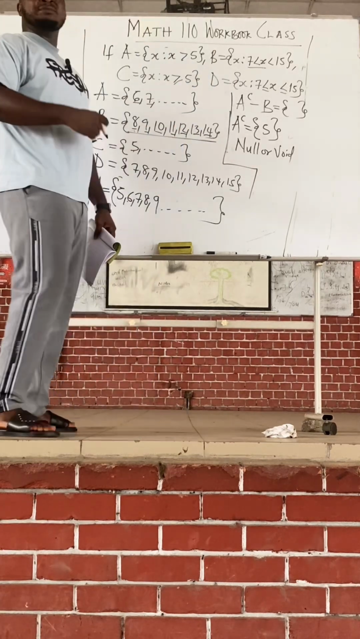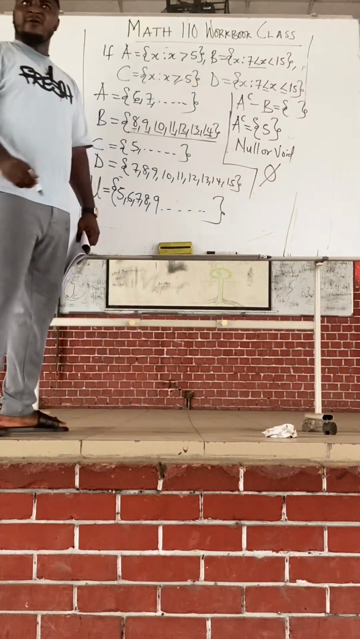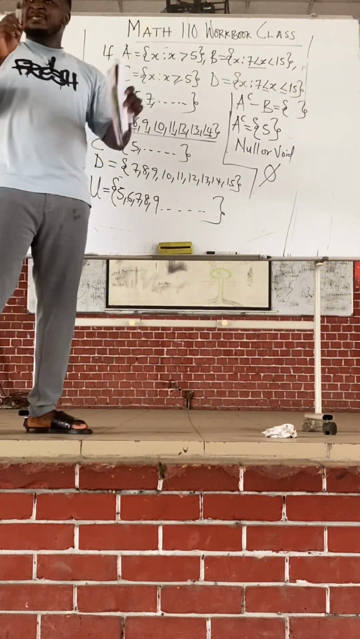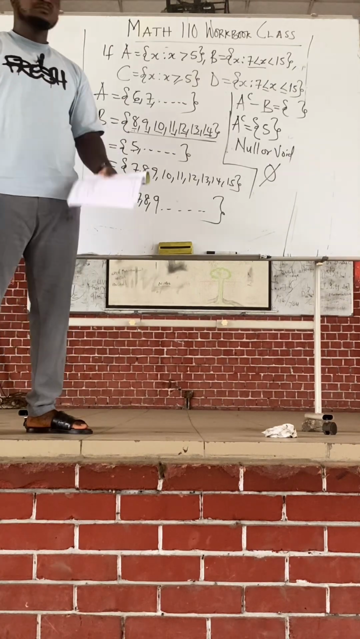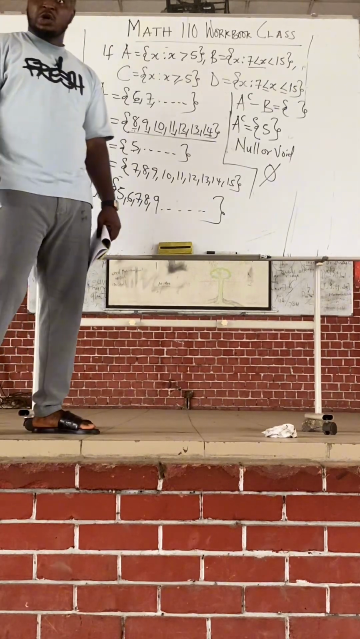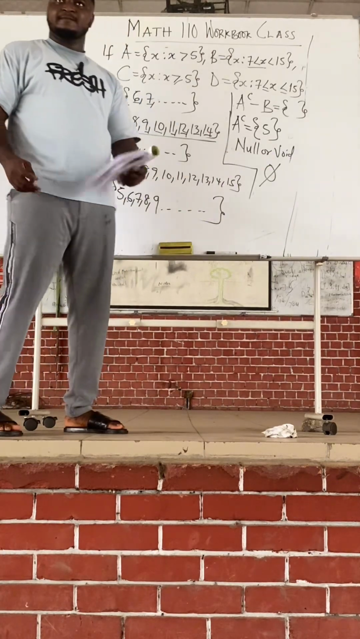And how do you represent an empty set? You use an empty bracket or this symbol, class. This is another symbol for an empty set. You either draw an empty bracket or you do this symbol: you draw a 0 and slash it.